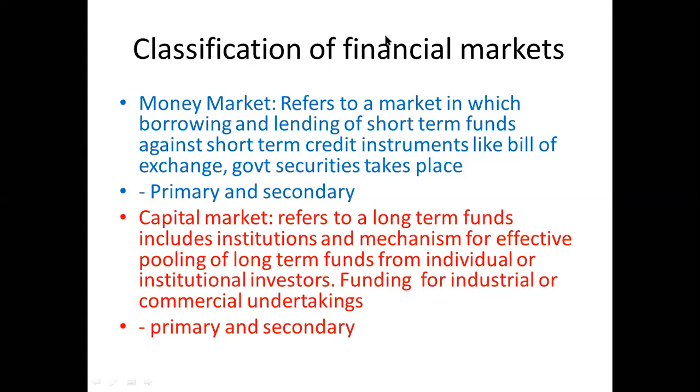When we talk about the money market, it refers to the market in which borrowing and lending of short-term funds against short-term credit instruments takes place. Such transactions are called the money market. For example, bill of exchange. What is this bill of exchange? Bill of exchange, or BOE, is an instrument which is involved especially in foreign exchange, in export import businesses. Let us say one person has ordered some raw materials from Africa. A bill of exchange is an instrument which is issued there because the African company may not be able to fulfill the requirement immediately.